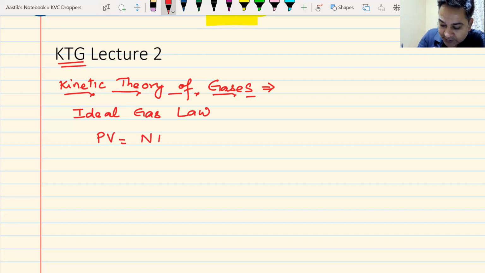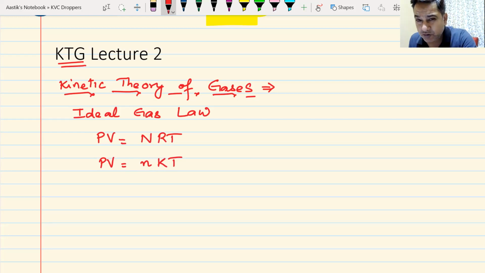I hope you remember this. Capital N stands for the number of moles. We have also seen one more version of that: PV is equal to nkT, where small n is the number of molecules or the number of atoms, and k is the Boltzmann constant. Do we all remember this? Can I have some raised hands that we understand this? Okay.